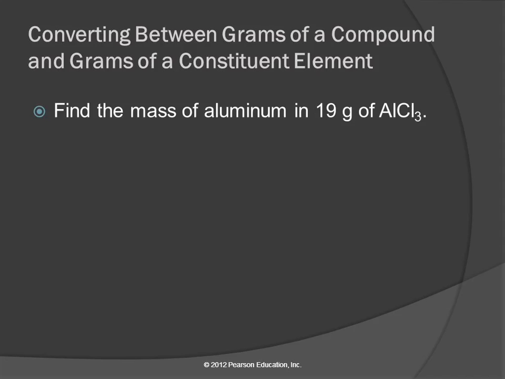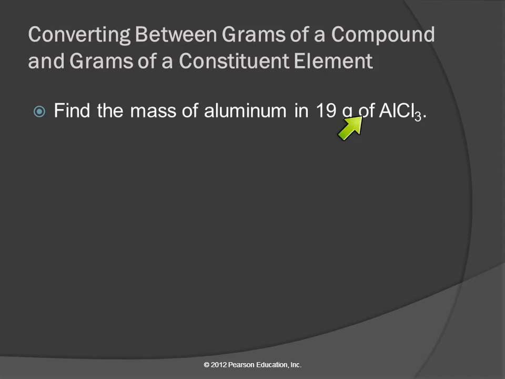Converting between grams of compound and grams of a constituent element. Find the mass of aluminum in 19 grams of aluminum chloride. So now we're coming slowly around to that original question of how many grams of sodium chloride could you eat and stay under the recommendation for the mass of sodium in a day. Here we've got the mass of a compound, and we want to know the mass of one of the components of it.